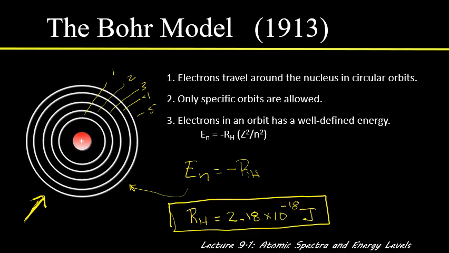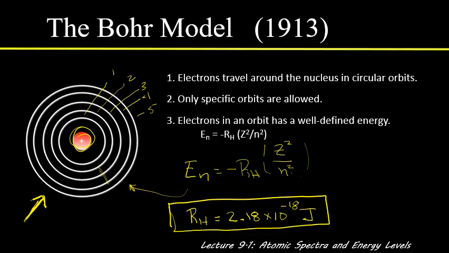So it's that times, I'm going to write this two different ways, Z squared over n squared, where Z is the charge of the nucleus. So this is Z here. And n, again, n is the number of the orbit.